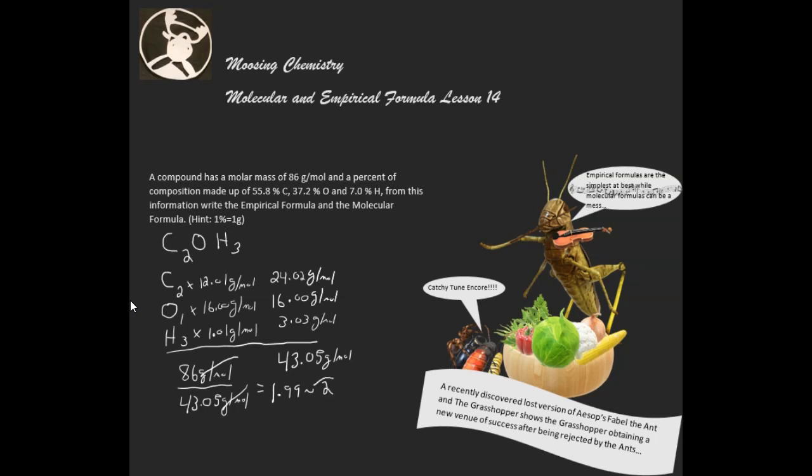So we're going to take this 2 here and multiply each of these numbers by 2. So this is C2 times 2, O1 times 2, and H3 times 2. Our molecular formula is going to be C4O2H6. And that's it, guys.